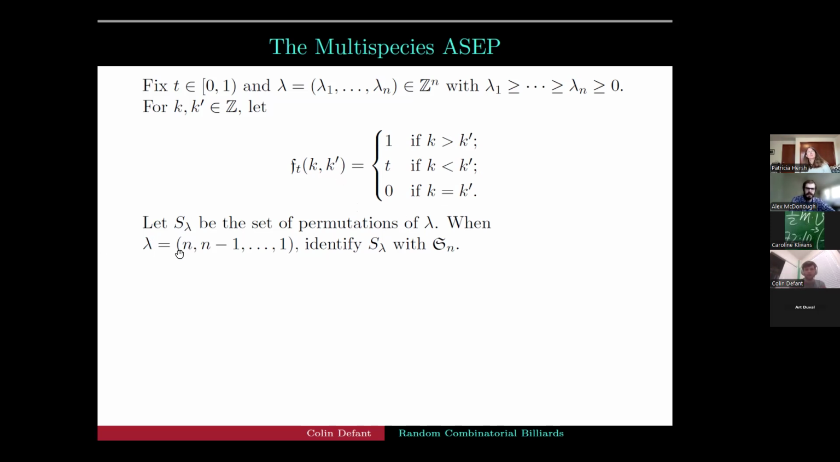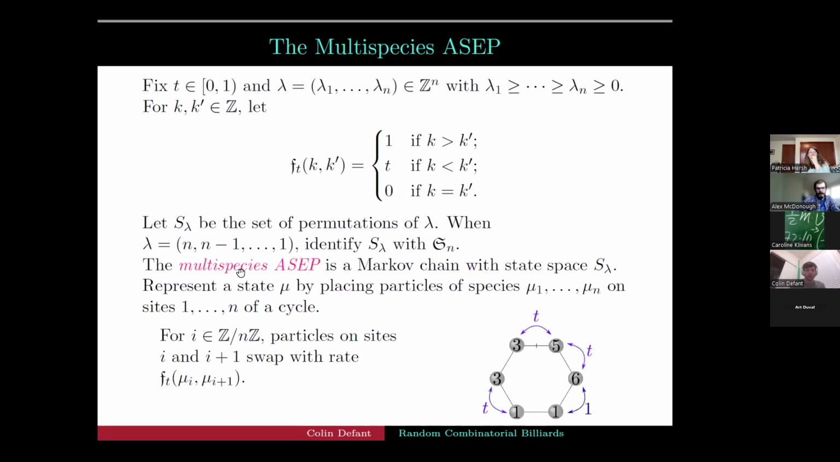And of course, if lambda is just n minus 1, n minus 2, dot, dot, dot, 1, well, then S lambda is really just the same as the symmetric group Sn. And this is actually the case that I care about the most. This is the case that occurs when you project the affine Grassmannian reduced random walk to the torus, and also when you project the affine Grassmannian reduced random billiard trajectory to the torus, you end up getting this choice of lambda. But we might as well work with arbitrary choices of lambda because there's no harm in working more generally.